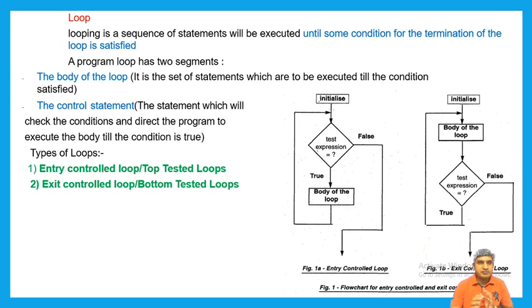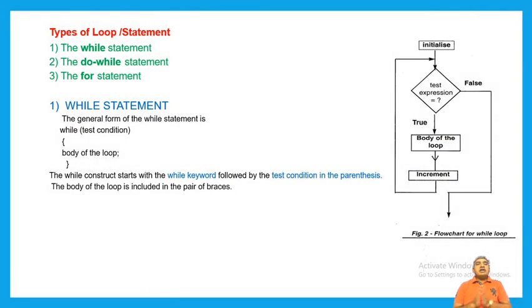Now, types of loop statements. There are generally three types of loop statements. First is the while statement. Second is the do while statement. And third is the for statement.